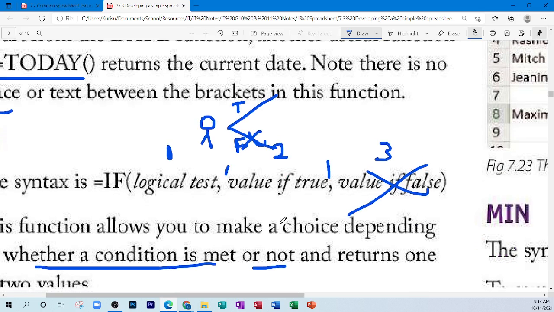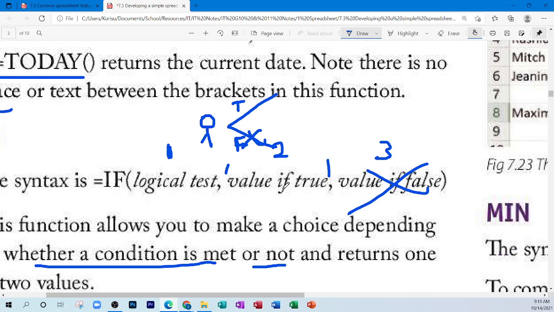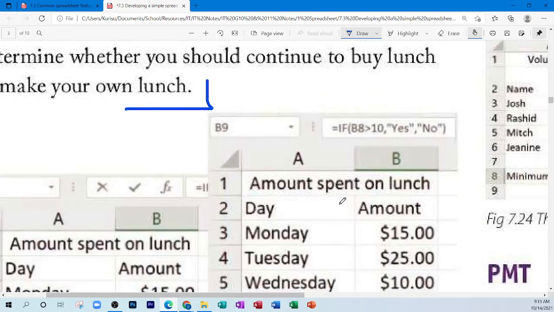So it's the same for the syntax. If the test is true, then one part of the syntax is going to be carried out and the other part is going to be ignored. So if the test is true, the true part of the syntax will be carried out, and if the test is false, the false part will be carried out and the true will be ignored. That's basically how it works.